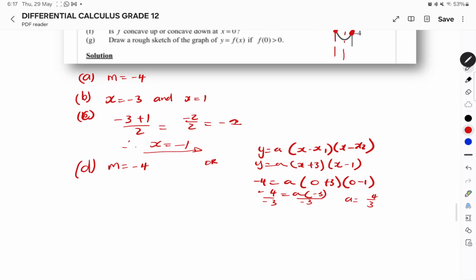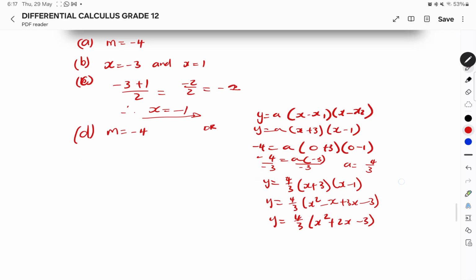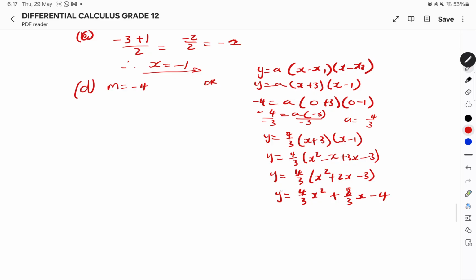This is a, it means my graph is y equals 4/3 (x plus 3)(x minus 1), y equals 4/3 (x squared minus x plus 3x minus 3), y equals 4/3 (x squared plus 2x minus 3). This is y equals 4/3 x squared plus 8/3 x minus 4. Remember, this is your first derivative already.